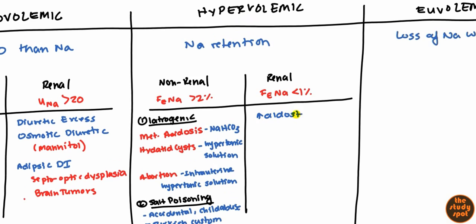And then renal causes is going to be high aldosterone. So as you know, aldosterone reabsorbs sodium and at the same time reabsorbs fluid. So it's a very common cause, like Conn syndrome. But these patients will also have low potassium because, of course, you get potassium excretion.